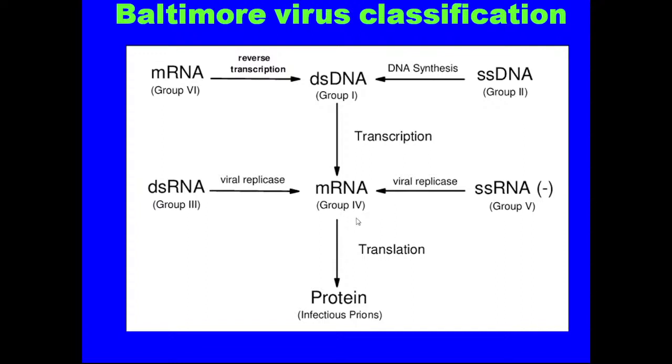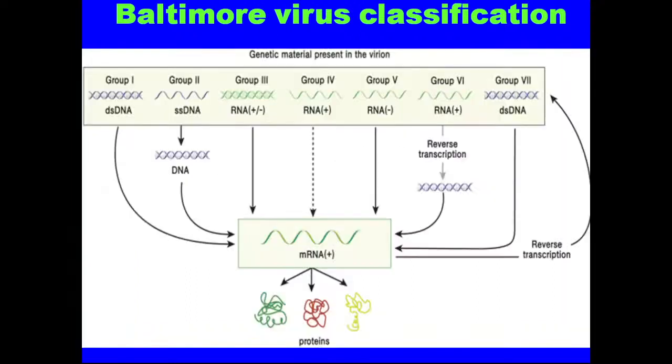And finally, we have just only one, group 6, and that is here. See, group 6, positive sense RNA, but this RNA is not identical to mRNA. So this RNA cannot be recognized as mRNA. And the example is HIV viruses. What do they need to do to express their genetic material?